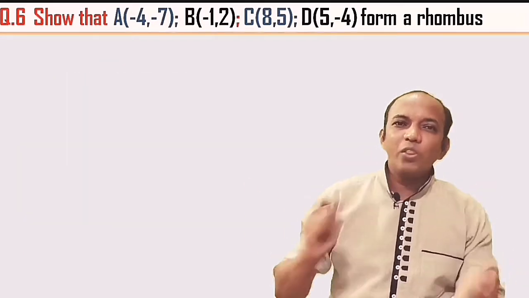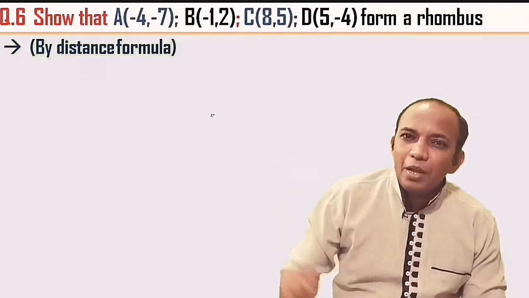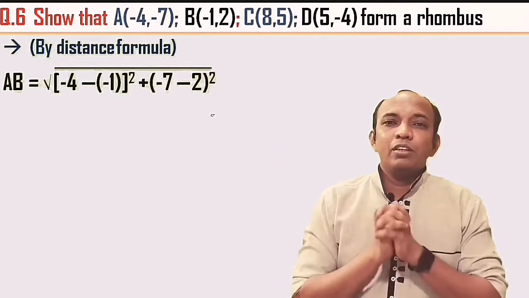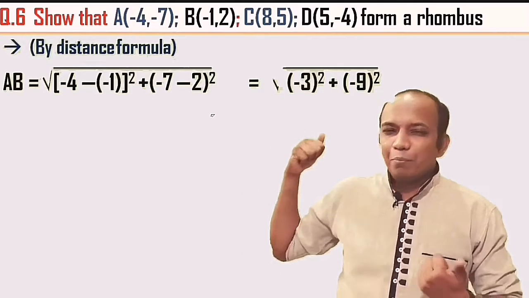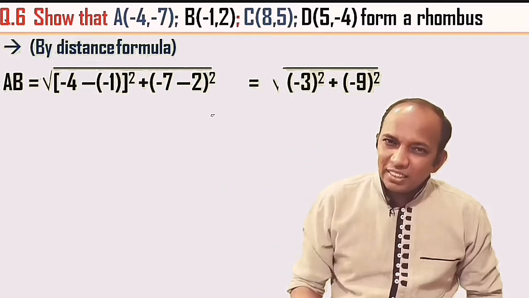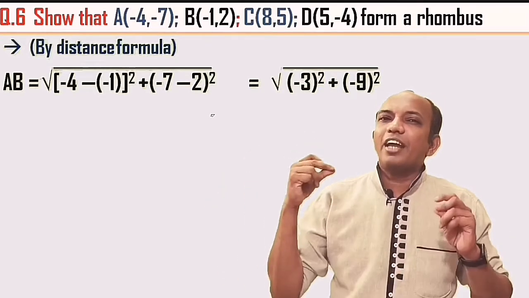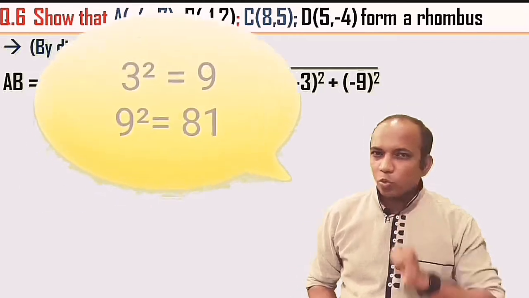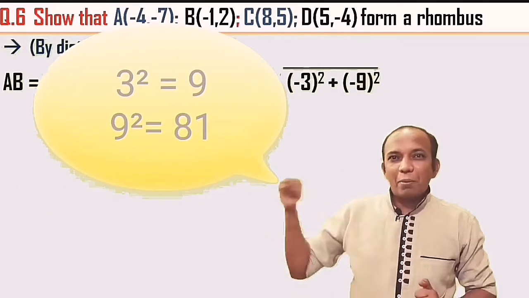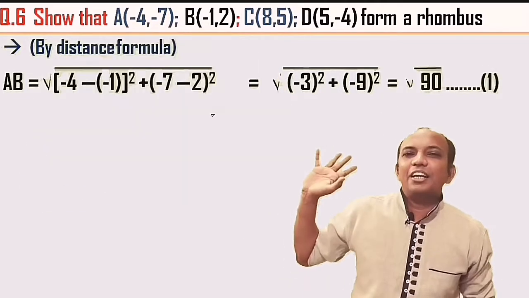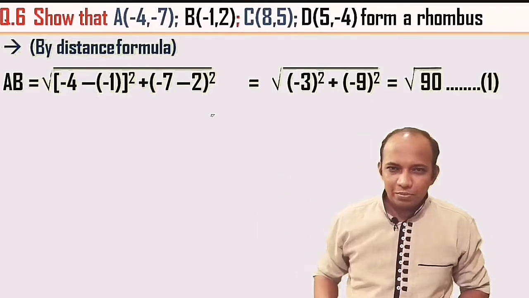So here we go with the distance formula. On the board the value of AB is mentioned as a first step. In the second step, after carrying out the operation, we get (-3) whole square plus (-9) whole square. After carrying out the square, what do we get? 3 square is 9, square of 9 is 81, so 81 plus 9 we get 90, that is under root 90, number it 1.